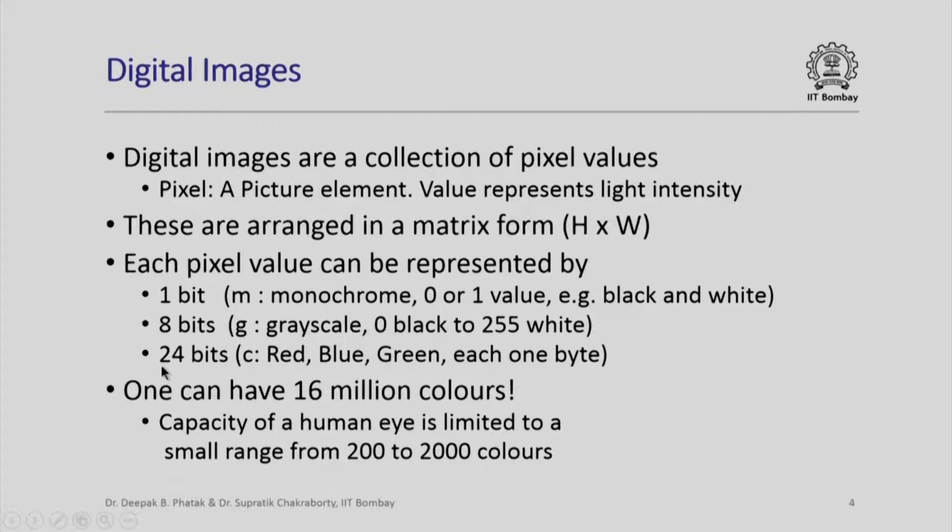A color image can be represented by 24 bits, where you use 8 bits to represent red, other 8 bits to represent blue, and 8 more bits to represent green. For each 1 byte, you actually can represent a pixel component. So, 1 pixel gets represented by 3 bytes or 24 bits. Please note that one can have 16 million colors if you look at all the possible combinations that can be represented. Of course, the capacity of a human eye is limited to a small range. We can actually detect somewhere between 200 to 2000 colors.